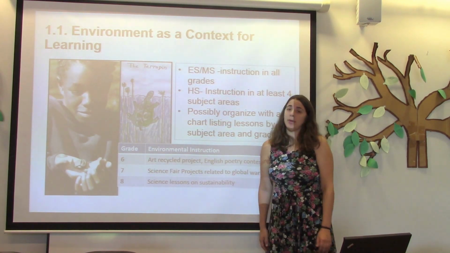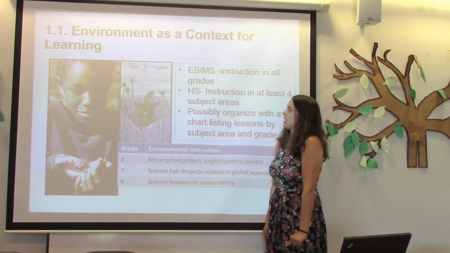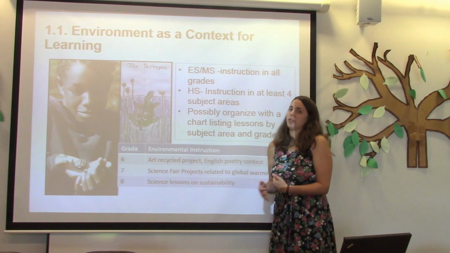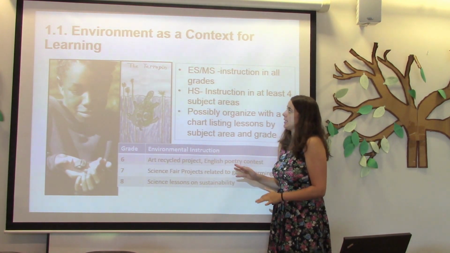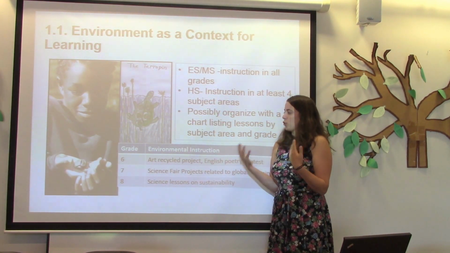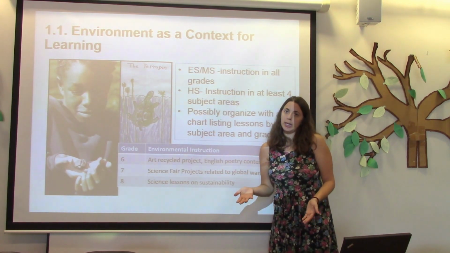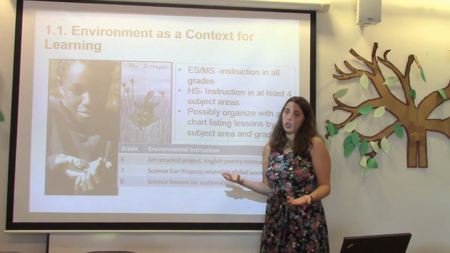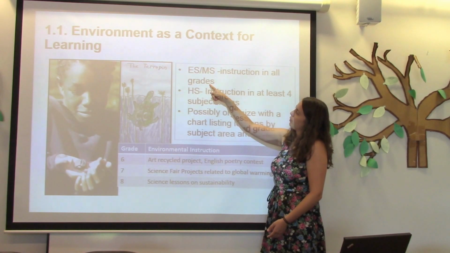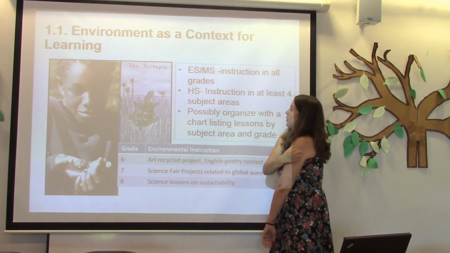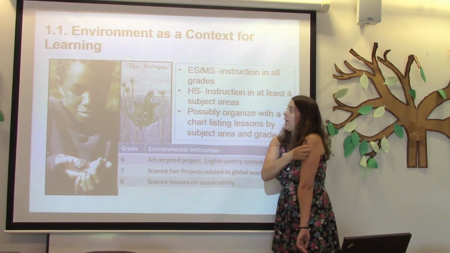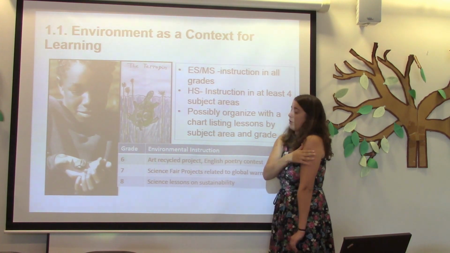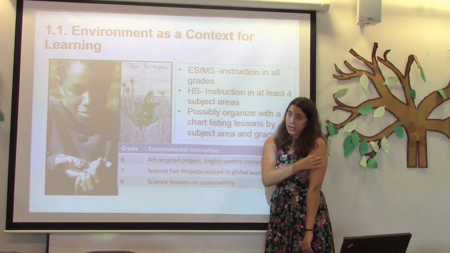1.1, or Environment as a Context for Learning, is about the environmental literacy requirement. We're looking to see that you're trying to integrate green learning into your school. In elementary and middle school, our requirement is that there is instruction in all grades, and in high school, we're looking that there's instruction in at least 4 subject areas.